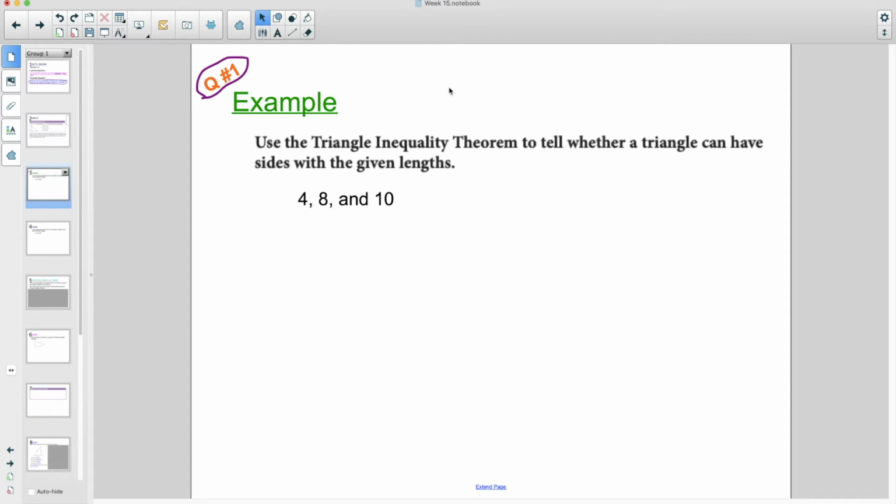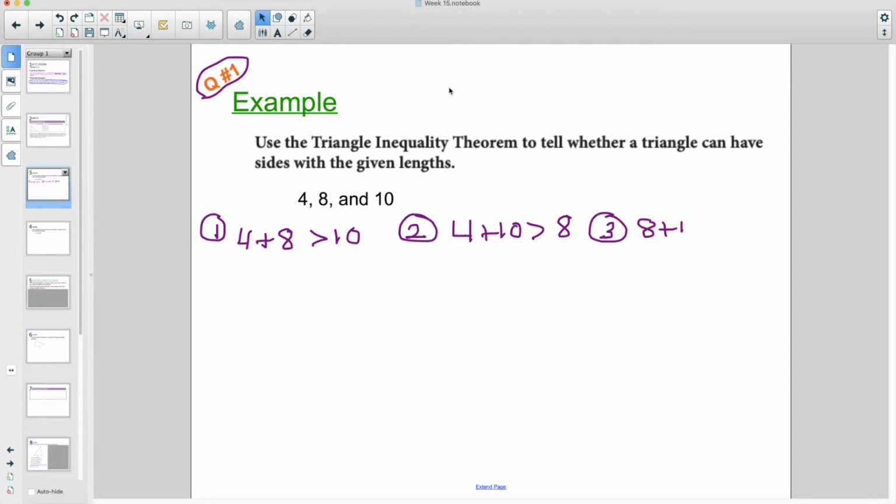All right, so our first one, it doesn't matter what order you do these in, we just need every combination. So my first one I'm going to set up is the first two. So that would be 4 plus 8, and that needs to be greater than 10. Okay, let's just set up the other ones here. So our second one, let's do 4 plus 10. That has to be greater than the third side, so greater than 8. And then our third combination would be 8 plus 10. That needs to be greater than 4.